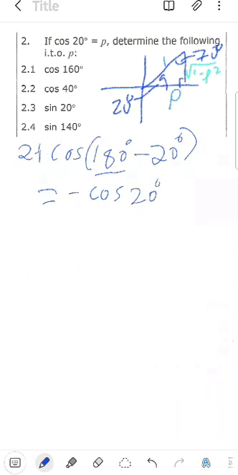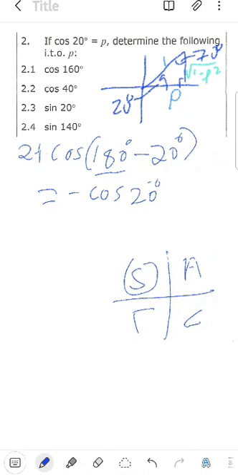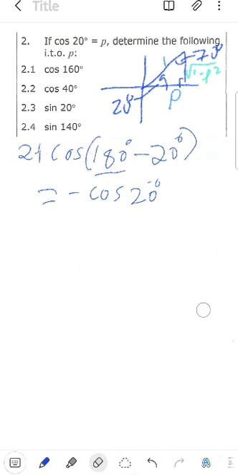Why negative? Because 180 minus, we're getting the second quadrant here. So remember we have this. In this quadrant, only sine is positive, then cos is negative, and that's why we have the negative cos 20 there. Then now we can use our diagram, the cos of 20 was given here, so we can write the cos of 20 is replaced by p. So the answer for the first one is minus p.